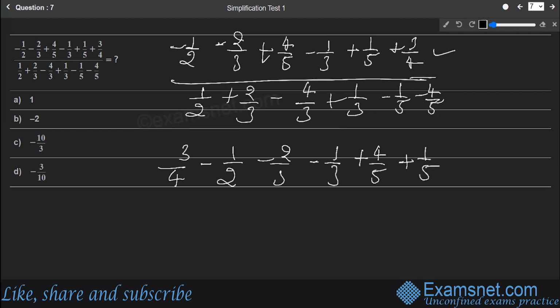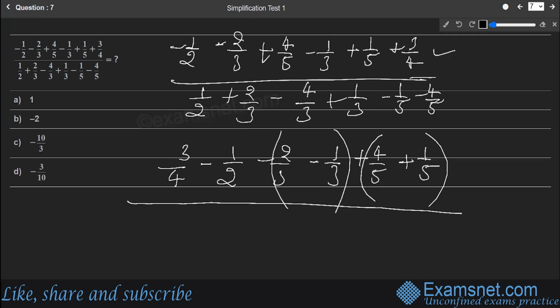Why have we done it? Because we are trying to make 1 out of it. Why have we changed the order? Because we are trying to make a 1 wherever one can be made. See, 4 by 5 plus 1 by 5 will always make a 1, and minus 2 by 3 and minus 1 by 3 will again make a minus 1. So the things will be easy if we try to make as many ones as possible.